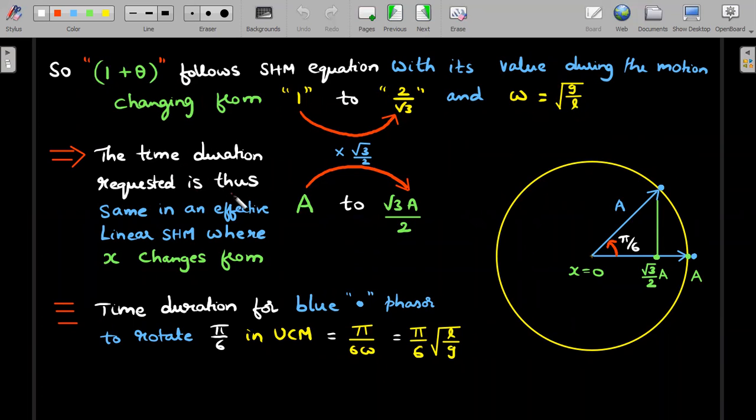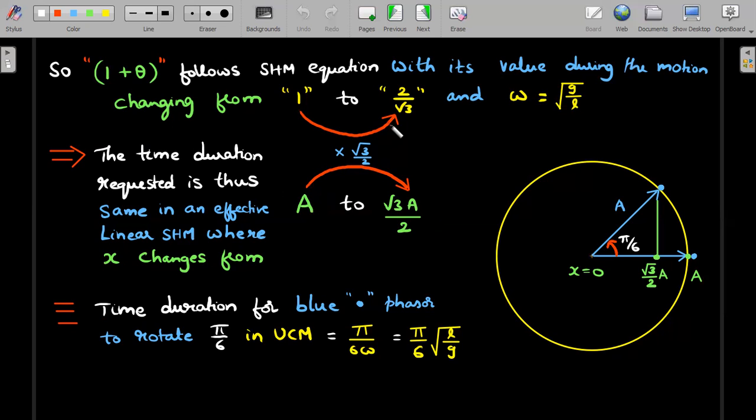The time duration requested is thus the same in an effective linear SHM where another variable x changes from 1 to root 3 by 2. Now look at this: it is a variation of multiplication of root 3 by 2. This number is becoming root 3 by 2. So in a SHM equation, if I have another alternative problem in which a capital A is becoming root 3A by 2, okay, I hope you understood this.